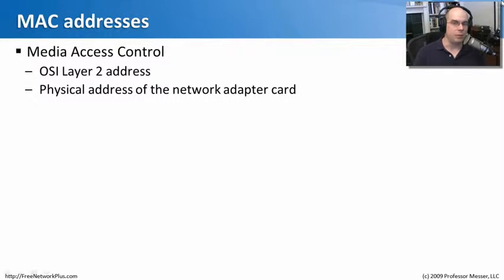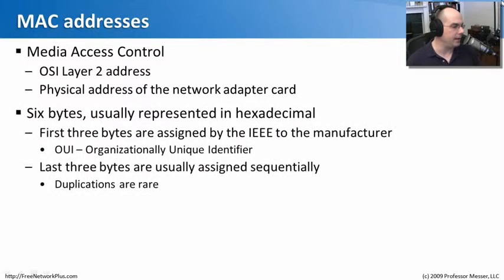A MAC address stands for Media Access Control. These are OSI Layer 2 addresses. These are really the fundamental addresses that devices use to communicate to each other. They are the physical address of the network interface card inside of your device, whether it's a computer, a router, a firewall, or a server. Every network card has a MAC address on our Ethernet networks. These MAC addresses are 6 bytes long, and they're usually represented in hexadecimal format. We're going to look at some in just a moment.